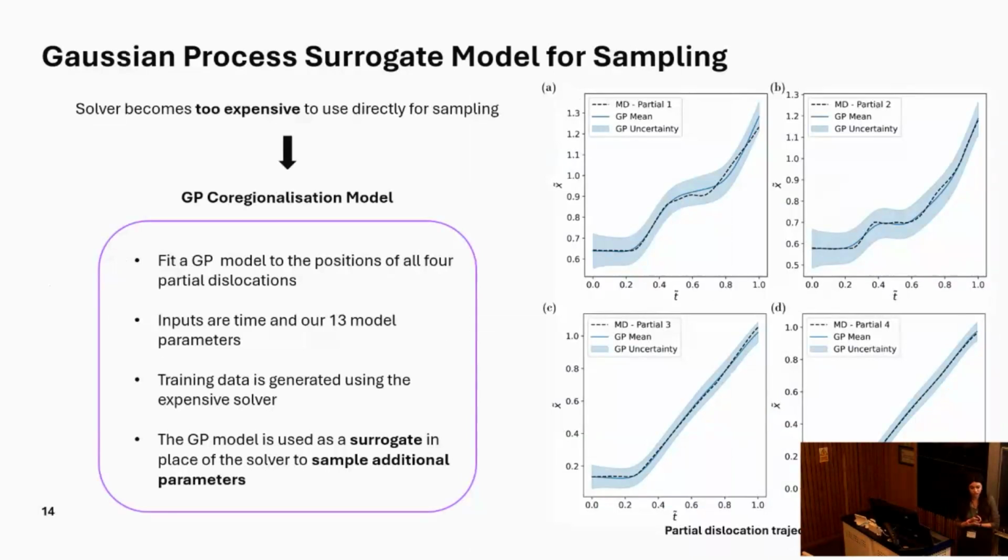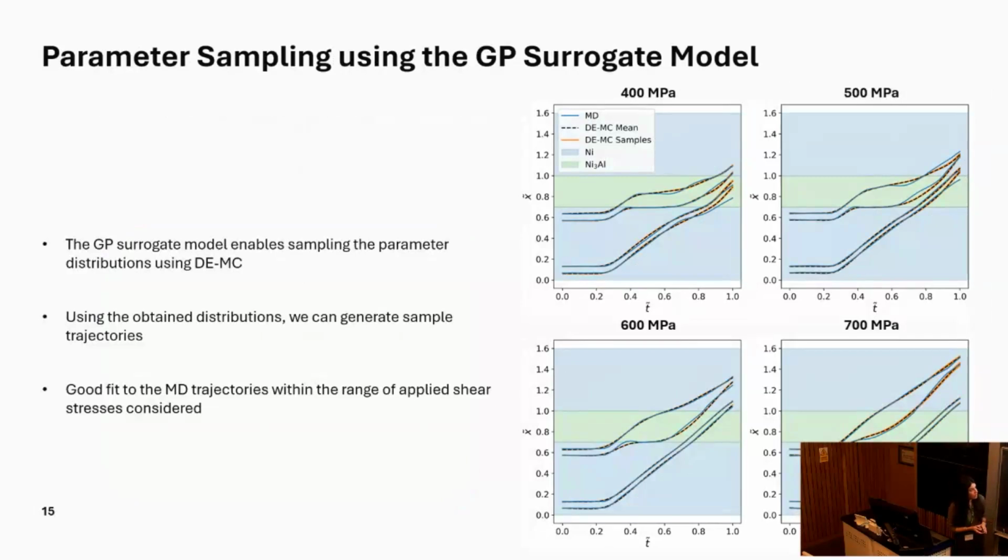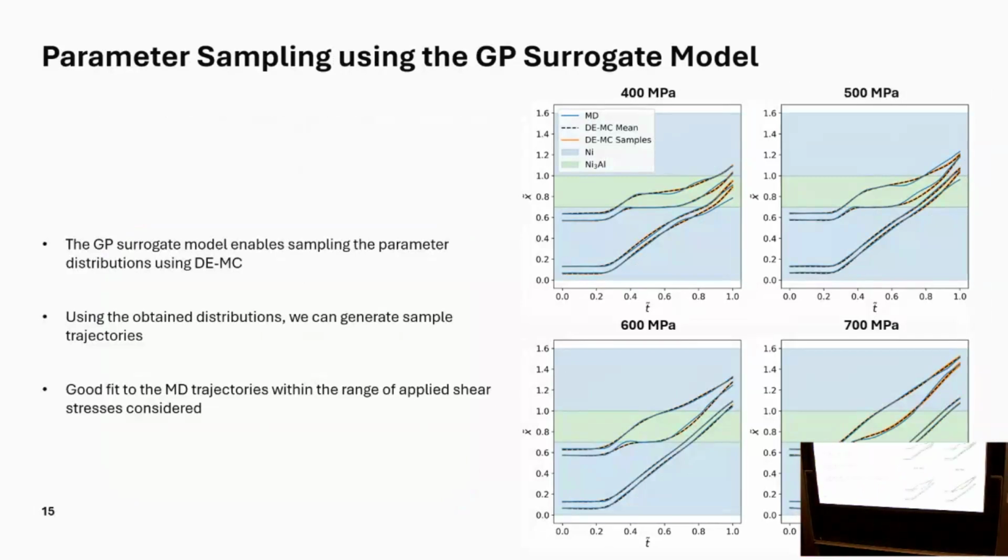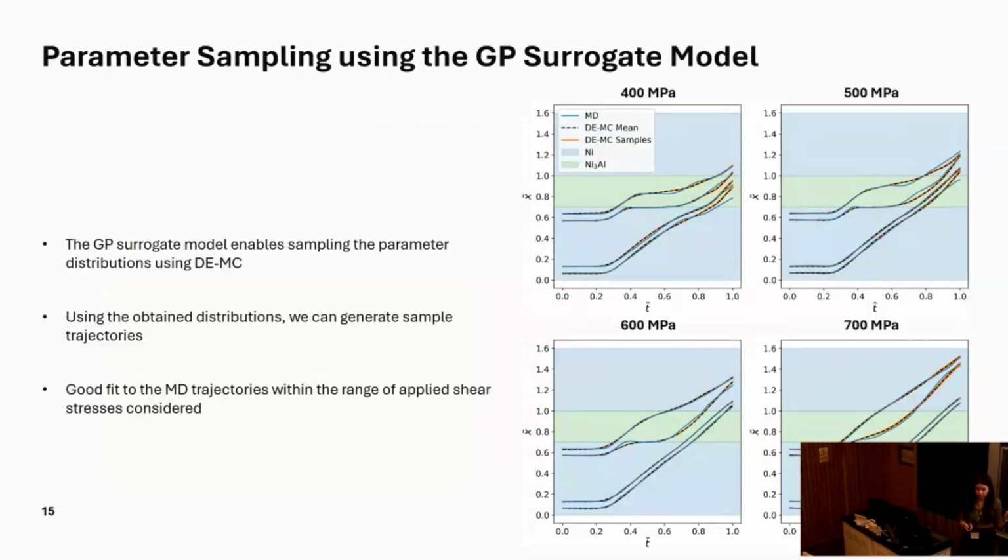Because the solver becomes too expensive to use directly in sampling, we use a surrogate model. The surrogate model that we've chosen is this Gaussian process co-regionalization model, which is essentially a multi-output GP model. Our inputs to the model are time and our 13 model parameters, and what we output is the 4 partial dislocation positions at a given set of parameters. We use our expensive solver to generate the training data for this, and then once we have a good model, we can use that in place of the solver to sample these parameters.